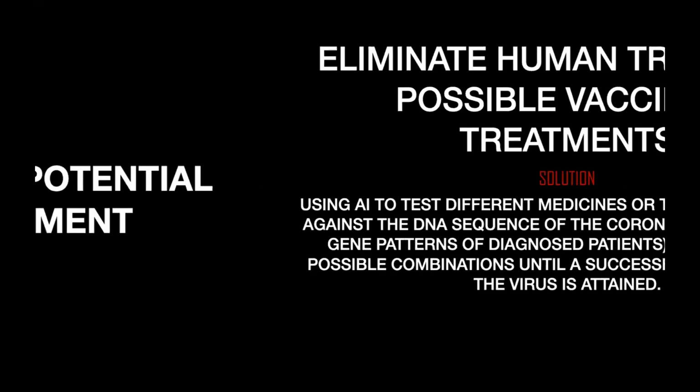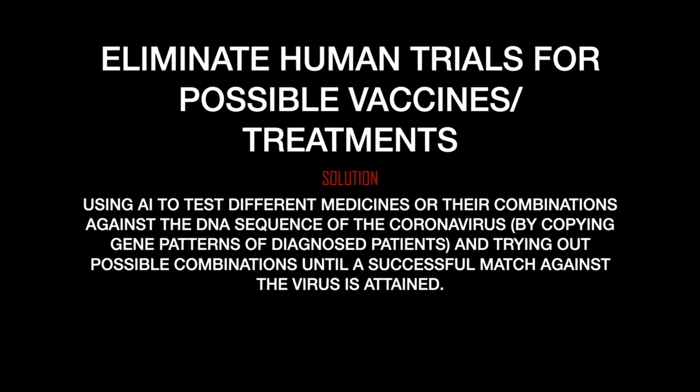So, coming up with our fourth problem statement: human trials for potential vaccines and treatments. Using AI, we could test different medicines and/or their combinations against the DNA sequence of the coronavirus, trying out possible combinations until a successful match against the virus is attained. This would reduce the risk caused by the exposure of unattainable vaccines against human trials. This would be much more effective and time-saving.